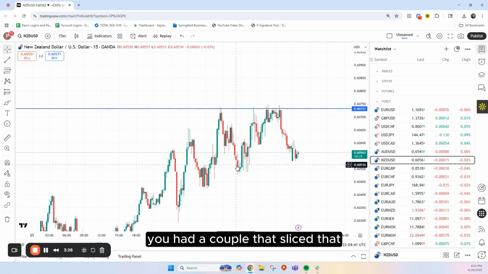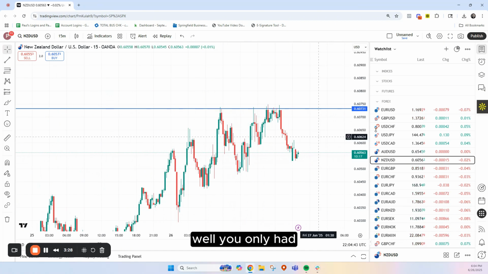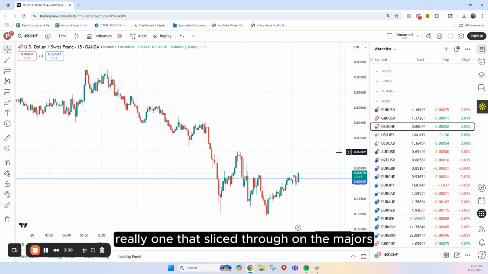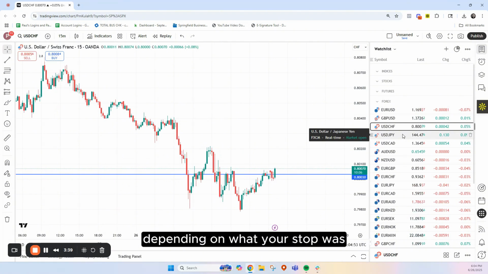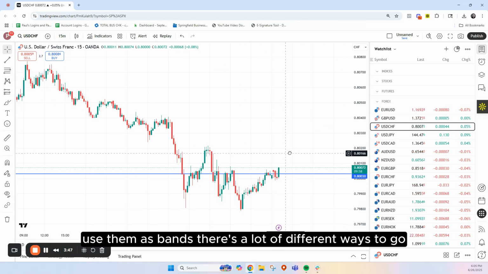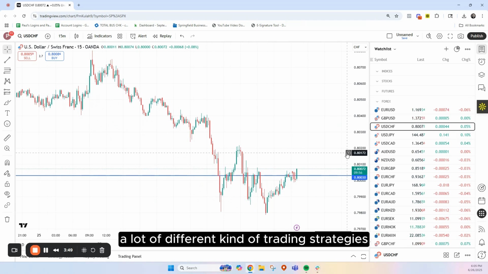You only had really one that sliced through on the majors. That was the dollar Swiss. Everything else gave you a very, very precise opportunity depending on what your stop was. And so you can use these levels as take profit, as exact entries, as turning points. You can widen them out a little bit, use them as bands. There's a lot of different ways to go, and a lot of different trading strategies.